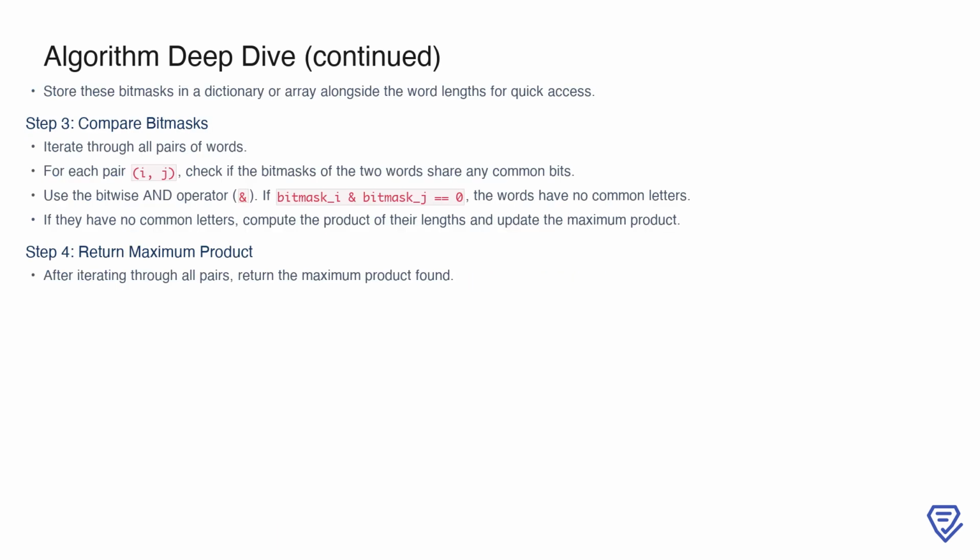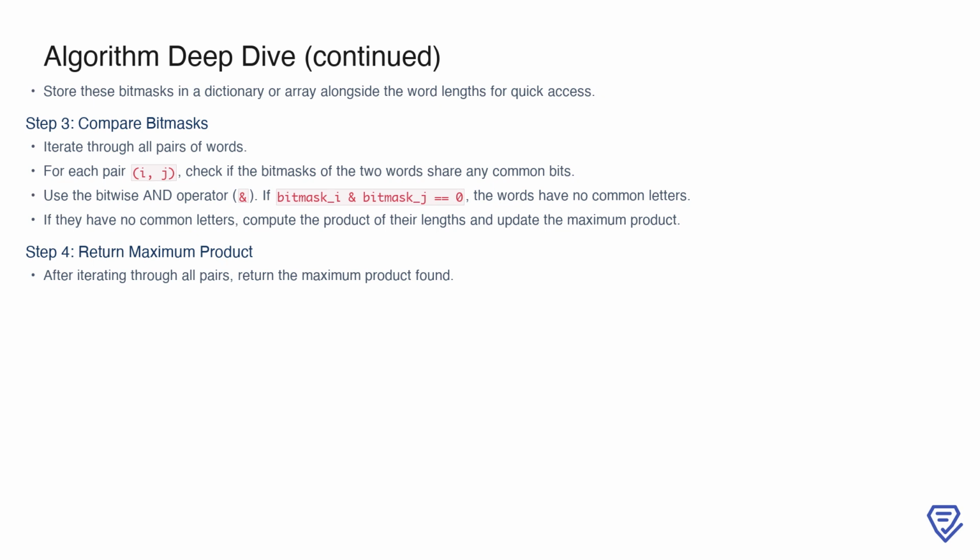Once we compute the bit mask for each word, we store these bit masks along with their corresponding word lengths in a data structure such as a dictionary or an array for quick access. The next step involves comparing these bit masks to identify pairs of words that do not share any common letters. For each pair of words, we use the bitwise AND operator to check if their bit masks overlap. If the result of bitmask_i AND bitmask_j equals 0, it means the two words have no shared letters. When we find such a pair, we calculate the product of their lengths and update the maximum product if the new value is larger. After examining all possible pairs, the algorithm returns the highest product found, which represents the answer to the problem.